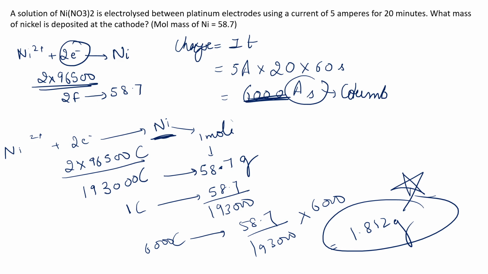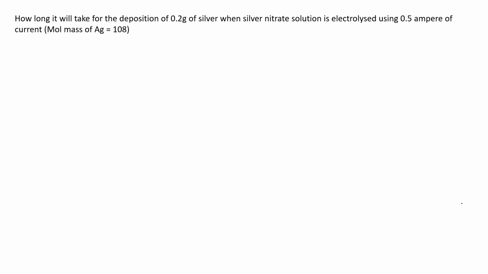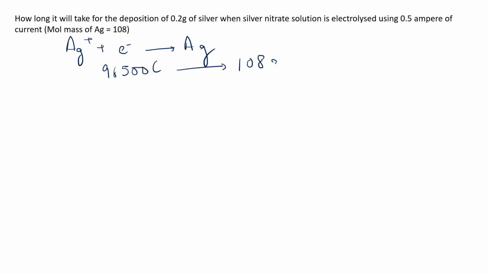So coming to the next question, how long will it take to deposit 0.2 gram of silver when silver nitrate solution is electrolyzed using 0.5 ampere of current? This is similar to the previous one. As we know, to deposit 1 mole of silver, it requires 1 mole of electrons. That is, 96500 coulomb charge is required to deposit 108 gram of silver. They just said that we need to calculate charge. Charge is equal to current into time.